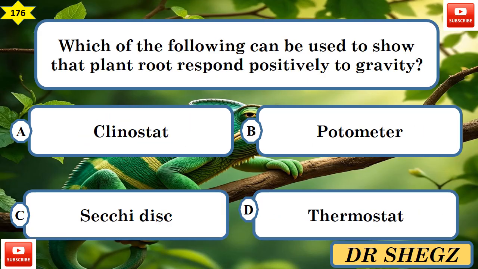Which of the following can be used to show that plant roots respond positively to gravity? Clinostat, potometer, circuit disc, thermostat. Alright, so a clinostat is used to measure geotropism. It's used to show that plant roots respond positively to gravity and shoots negatively to gravity. So generally, you use a clinostat to study geotropism.